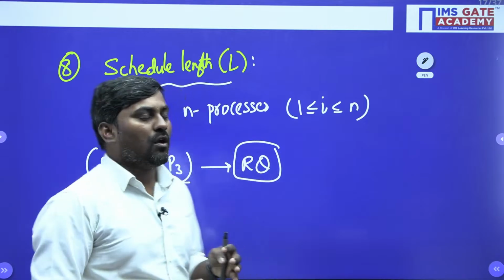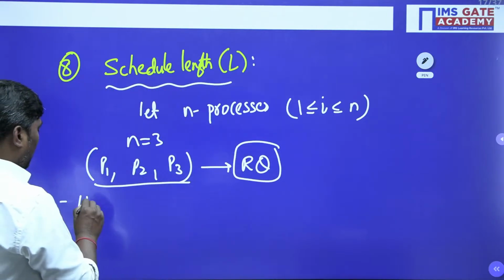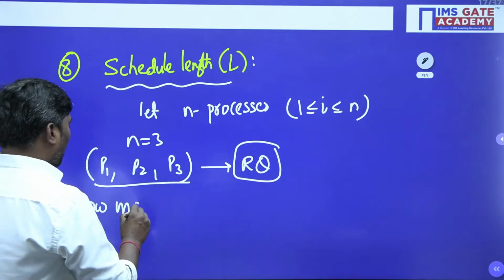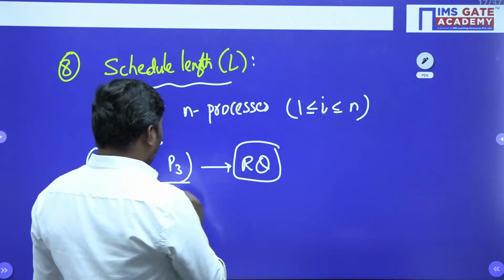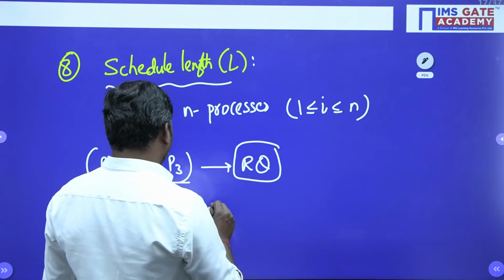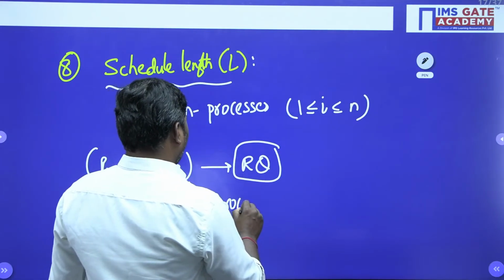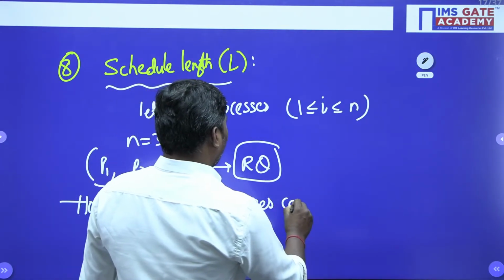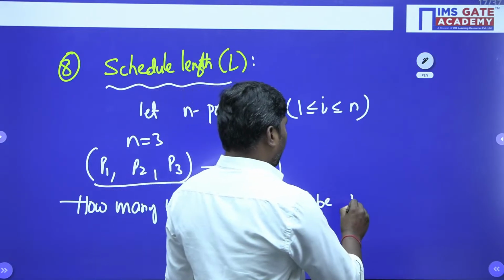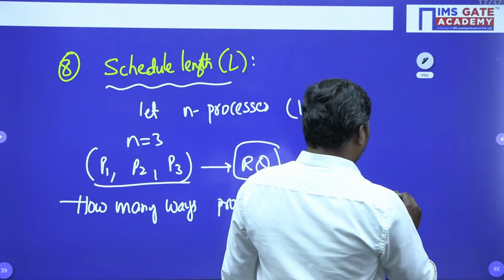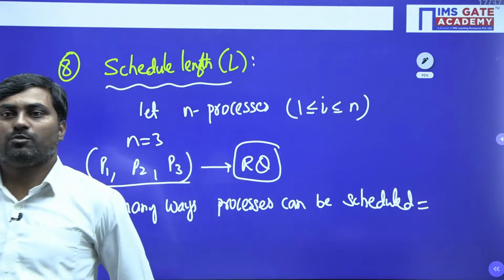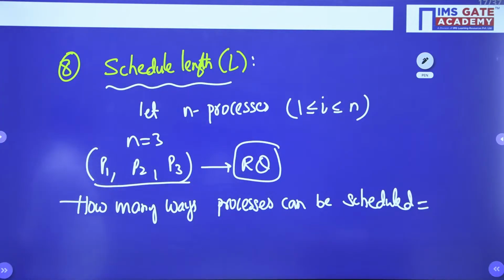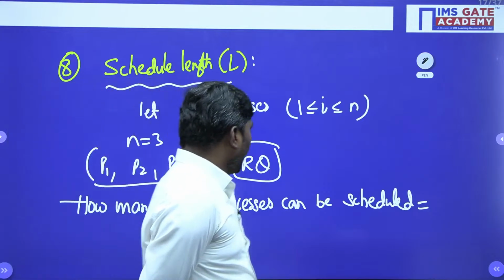Can you tell me how many ways? I am asking simply how many ways these n or 3 processes can be scheduled. One of the GATE questions also asks this: how many ways can we schedule these processes? How many ways can processes be scheduled?